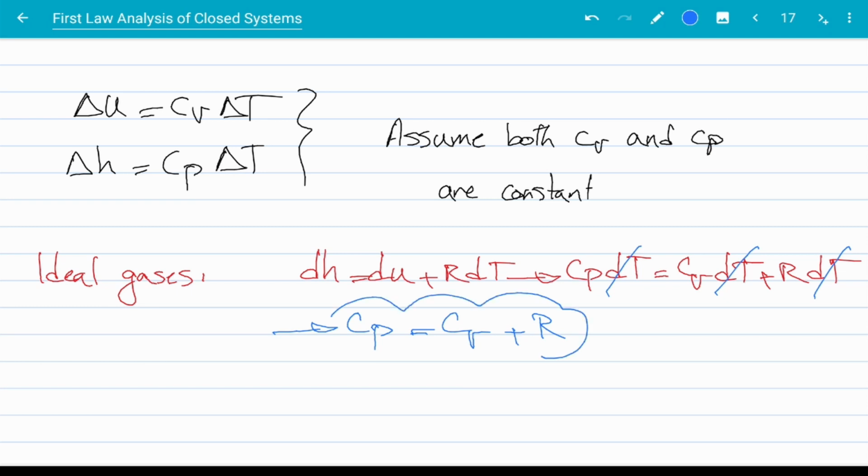Now this is a very important equation. We also define a new property in the form of a specific heat ratio, and it's the ratio of Cp to Cv. We sometimes show it with a small letter k, sometimes with the small Greek letter gamma. Depending on the book that you're using, you may encounter either of these.